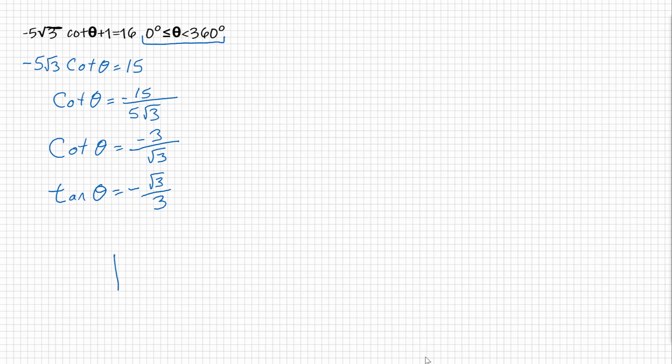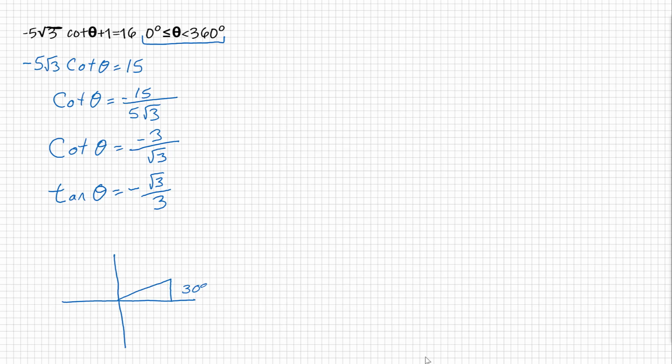Now I need to think about my unit circle. Where is tangent going to be the square root of 3 over 3? And the reference angle, where tangent is the square root of 3 over 3, is going to be at 30 degrees. So that gives me my reference angle.